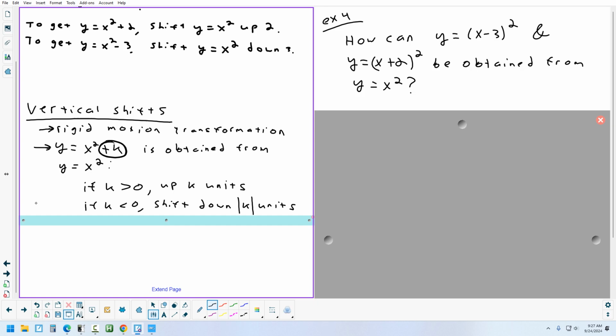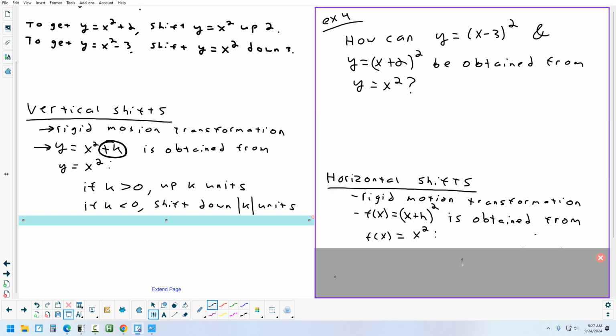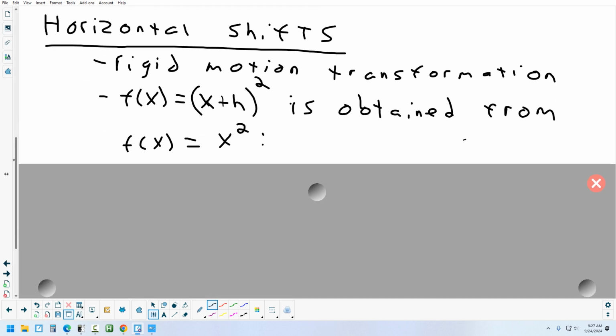So on the left, those are vertical shifts, and these are moving left and right. What do you think those are called? Yeah, horizontal shifts. Again, these are both what we call rigid motion transformations because you're not distorting anything. You're just taking what you have and sliding it left or right.